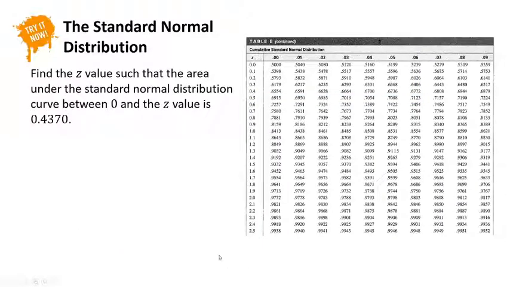All right, in the same way, do this one yourself. This is the same kind of problem in which you have to find the z-value such that the area under the standard normal distribution curve between 0 and the z-value is this. Take some time for that.